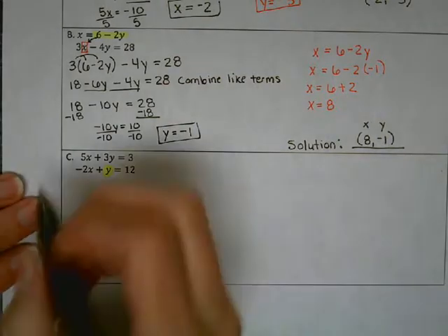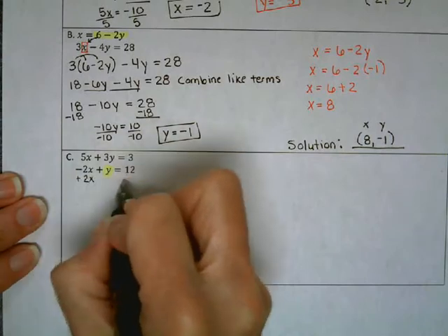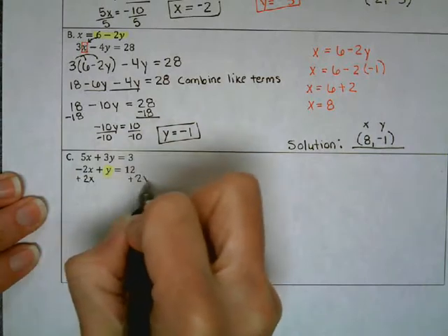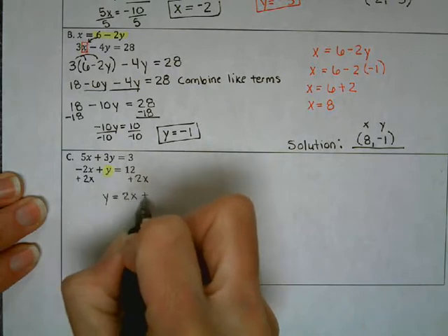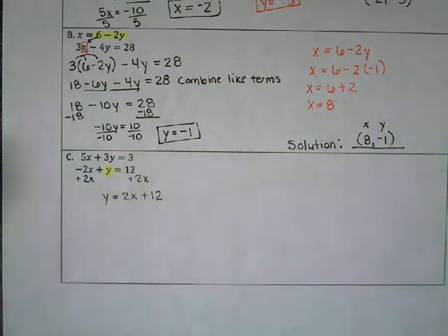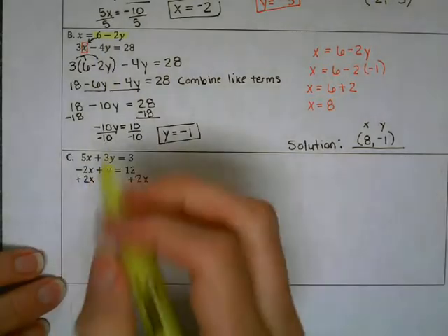So the opposite here would be to add 2x to the other side. So you get y equals 2x plus 12. Now you're ready to substitute this whole thing. This is just like the last one. Now instead of x equals, we have y equals this.